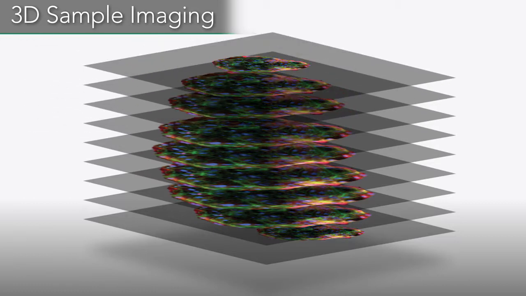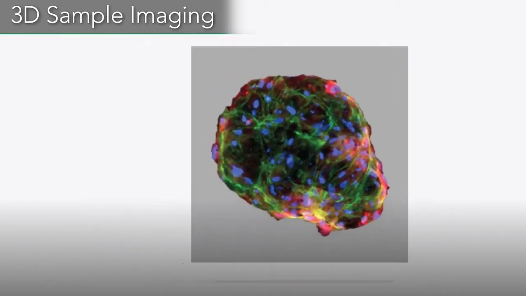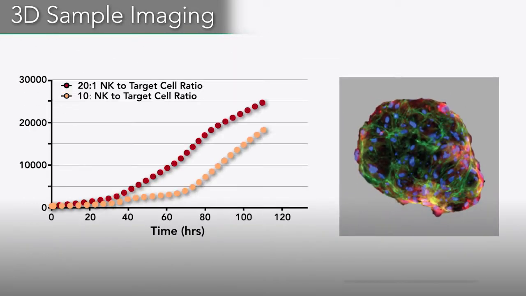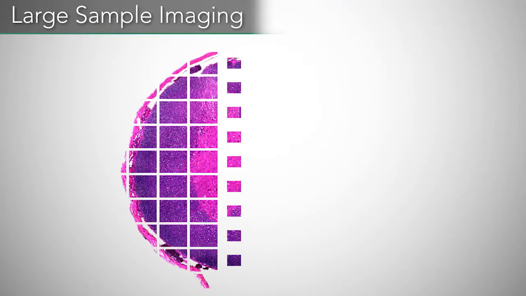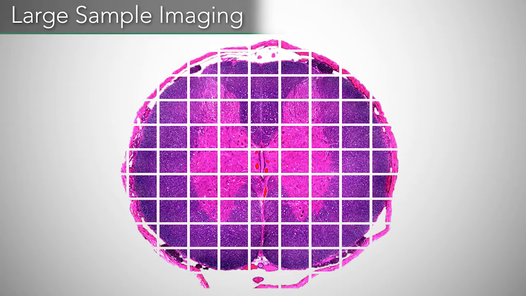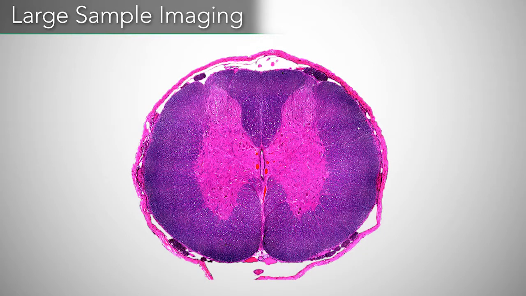Samples with 3D structures are imaged using Z-stacks. The Z-projected images are analyzed and the data graphed, all in Gen 5. Large samples, like H&E stained tissue slices, are captured in tiled images, then automatically stitched into a single image for both micro and macro analyses.